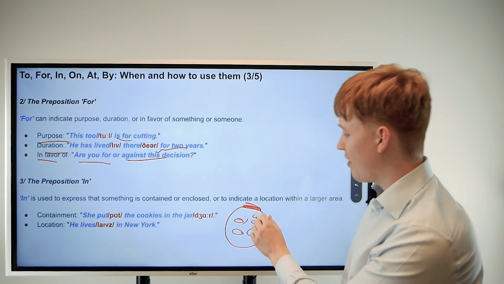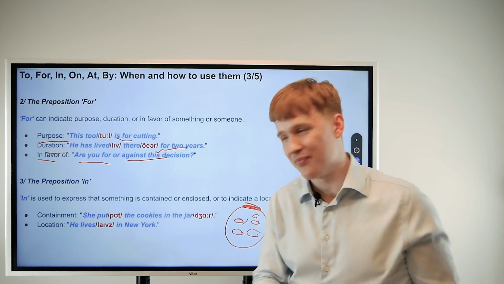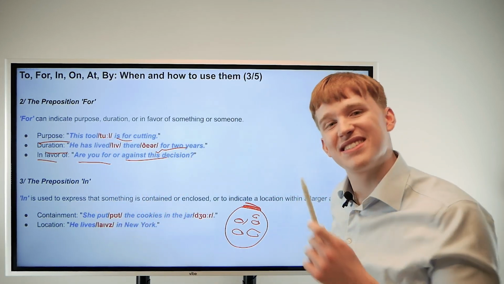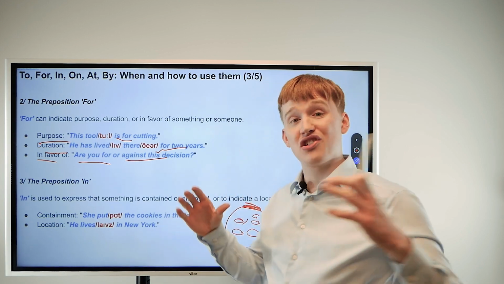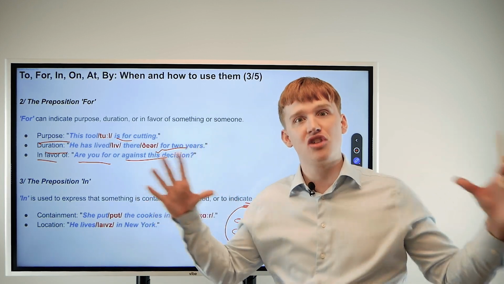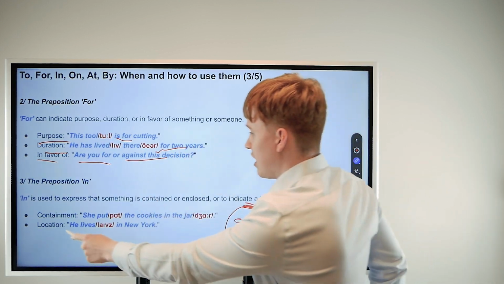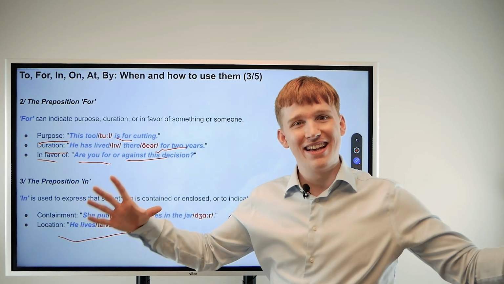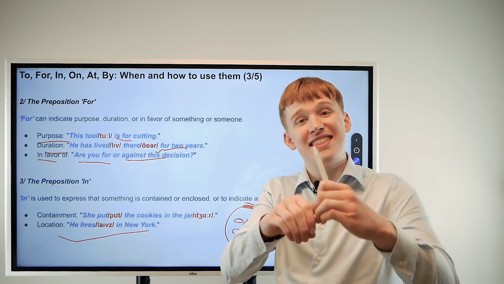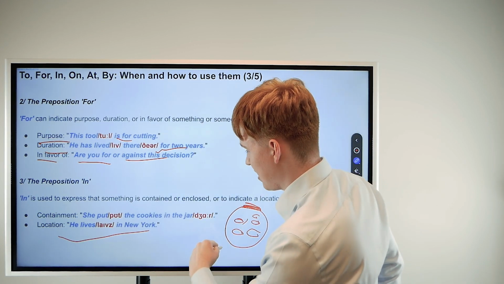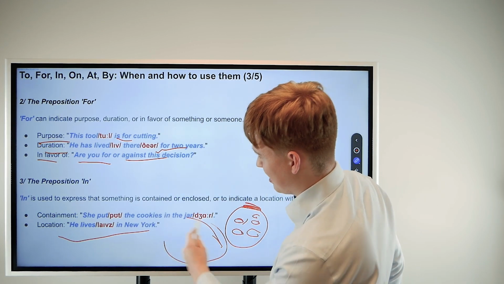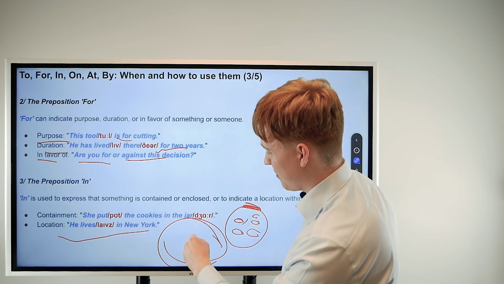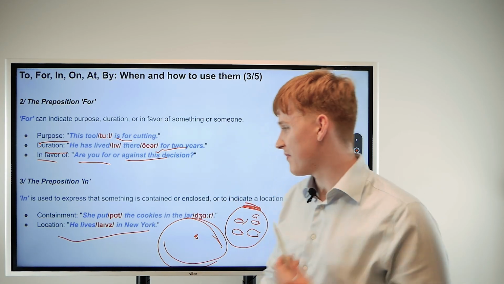Only we know that the cookies are in the jar. Fabulous. Or we would say it for a location, where something is, especially if it is a big space, like a country. So, he lives in New York. New York's a big place, right? And we're going to say he is in that space. He is in that big place. So imagine this is New York. It's definitely not the shape of New York, but maybe the person is here in New York.